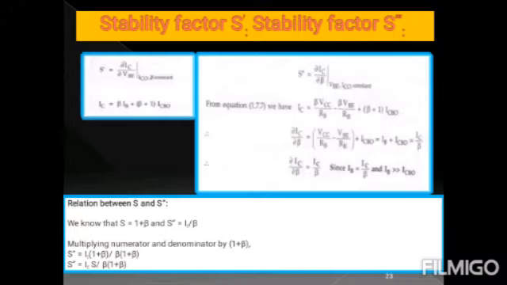You know that S dash is ∂IC by ∂VBE. So if you are differentiating that IC equation with respect to VBE, you will get that stability factor S dash. Similarly, if you are differentiating that IC with respect to beta, you will get that S double dash. So S dash is given by ∂IC by ∂VBE, and that is given by 1 plus beta, and S double dash is given by IC by beta. Okay, so these are all the general equations we are getting for fixed bias.